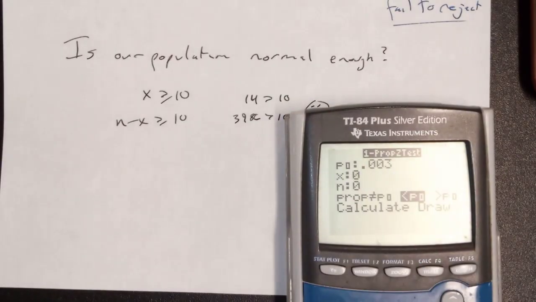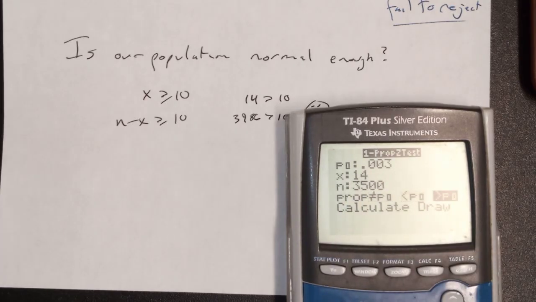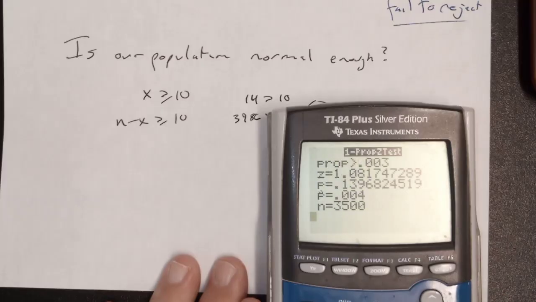So 0.003, there were 14 out of 3,500. And if I'm doing 0.003, then I'm doing left. Yes? If I was doing 0.997, I'd be doing right. Said that now twice. My brain says, no, that's backwards. I want it to be at least 0.997. That means the bad stuff is to the left. If I'm doing 0.003, I want the bad stuff to be to the right. I want a right test. Calculate.